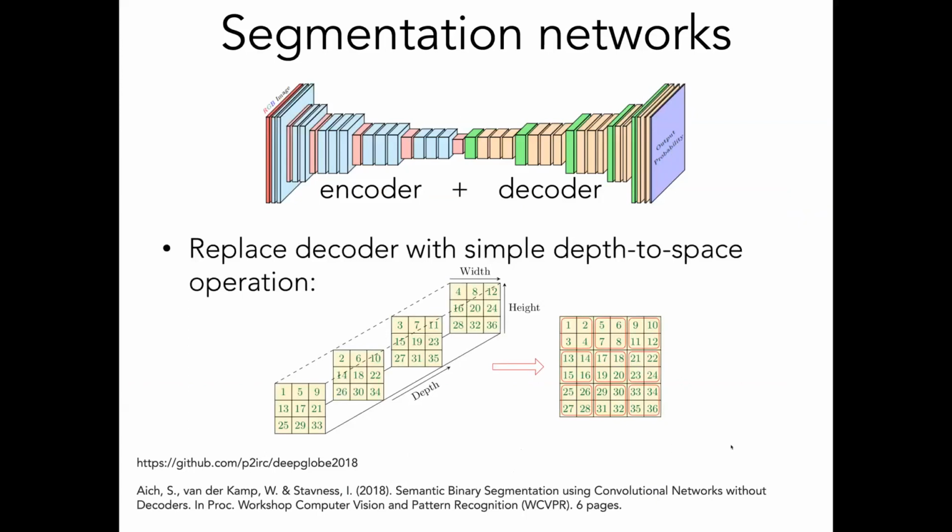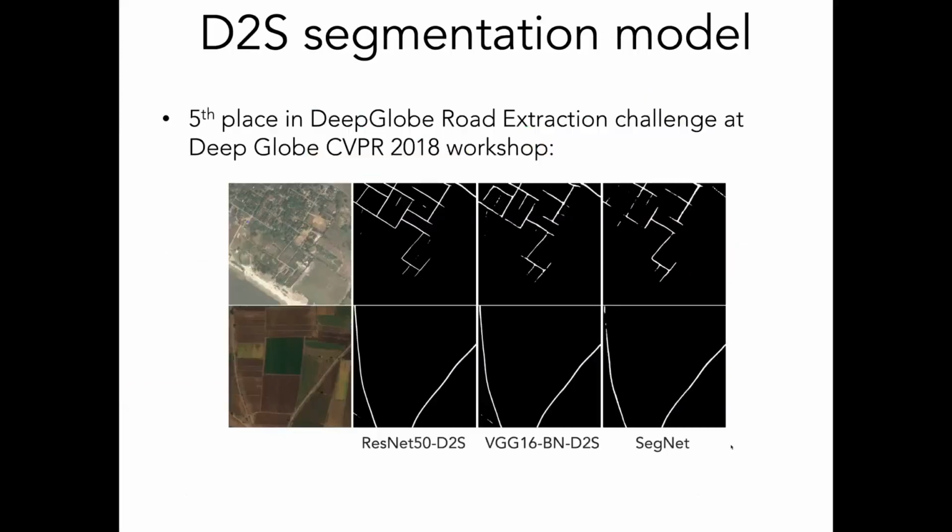In this case, it's a depth-to-space operation. So you take the filters at the lowest level that have lots of depth, you have many filters, and rearrange them spatially to get up to an image. And this rearrangement operation replaces the whole decoder and provides basically half the size of the network approximately.